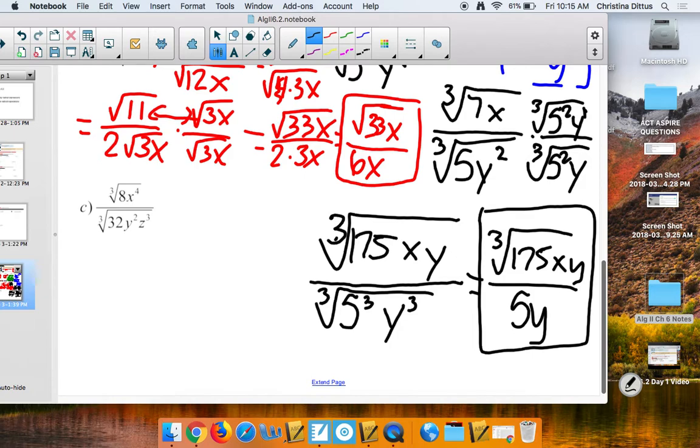So you don't have to pull 25 out of 175? No, because it's a cube root. If it was a square root, yeah. Check your stuff, but I don't think anything works with the cube root. So just remember, whatever you multiply to make your bottom nice, you have to multiply your top by.